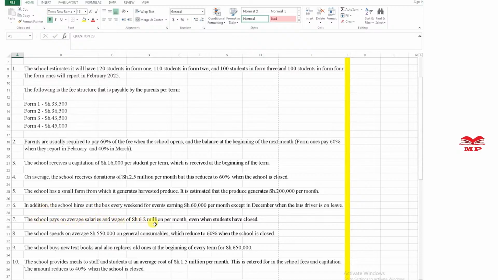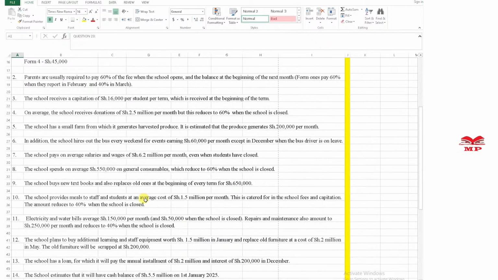It may also indicate that even when the students are closed, employees have never been promoted for the last 20 years. Number 8, the school spends on average 550,000 on consumables, which reduces to 60% when the school is closed.